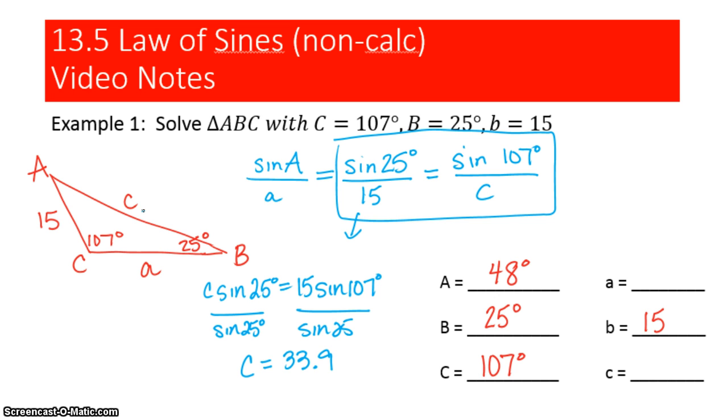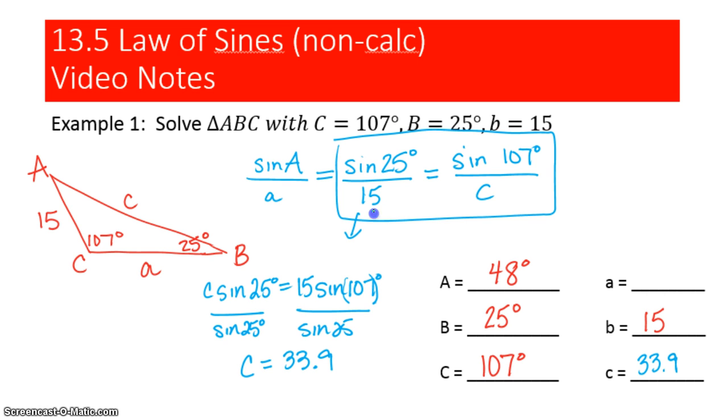If you didn't get that by typing in your calculator, a couple things to check. First of all, make sure your calculator is in degrees. Go to mode and make sure radian is not highlighted and degrees is what's highlighted. And also make sure if your calculator opens up a set of parentheses here on the 107, that you also close that, so that this bottom doesn't get trapped in there. Okay, so we found C is 33.9.